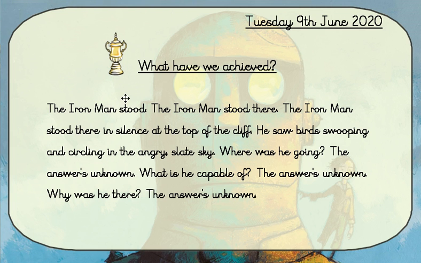The Iron Man stood. The Iron Man stood there. The Iron Man stood there in silence at the top of the cliff. He saw birds swooping and circling in the angry slate sky. Where was he going? The answer's unknown. What is he capable of? The answer's unknown. Why was he there? The answer's unknown.